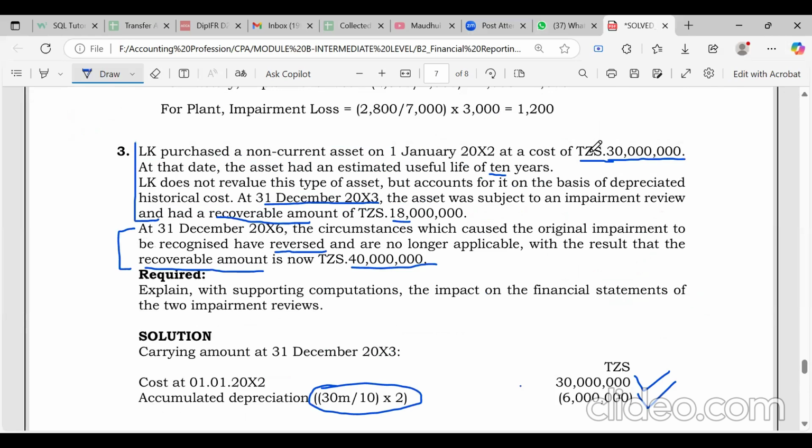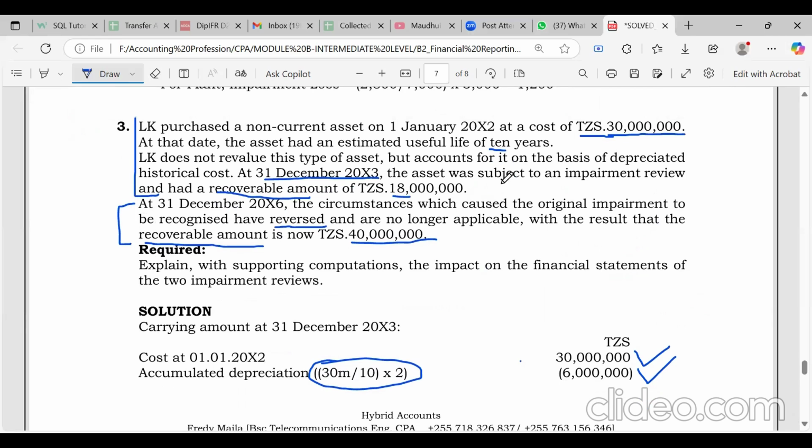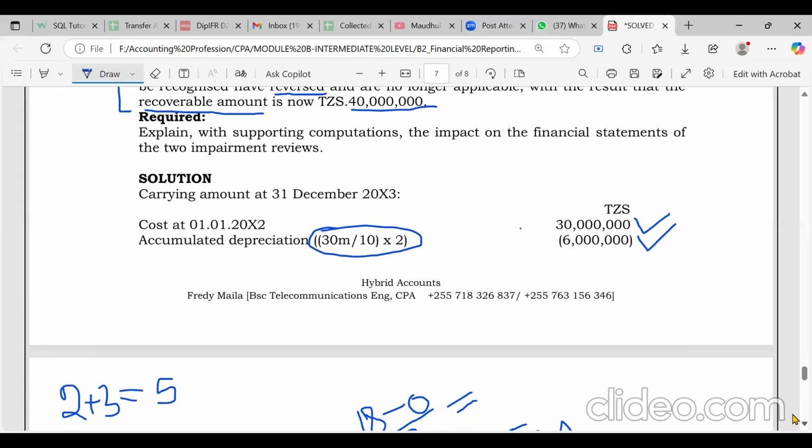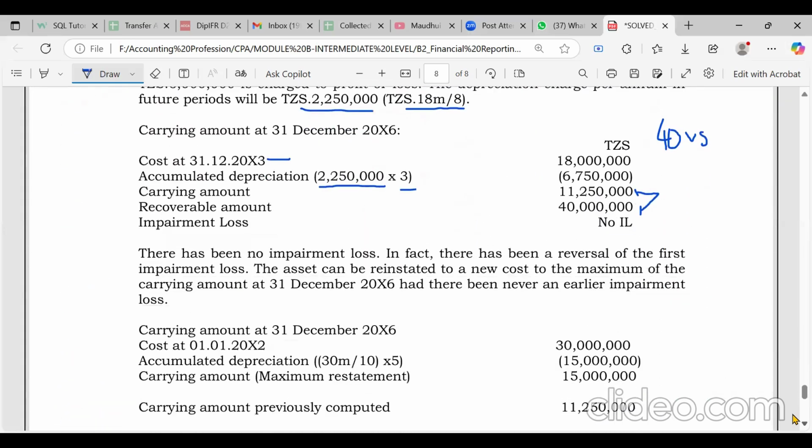You take 30 million, and ask yourself, what would have been my depreciated historical cost had there been no impairment in the first place? So you depreciate the 30 million over 5 years. Initially we had 2 years, and then 3, so it's 5 years. So you get depreciation per year, then you get it for 5 years.